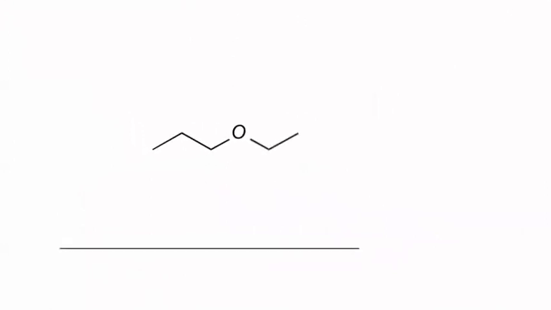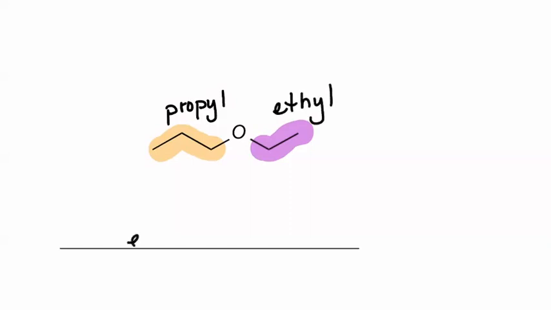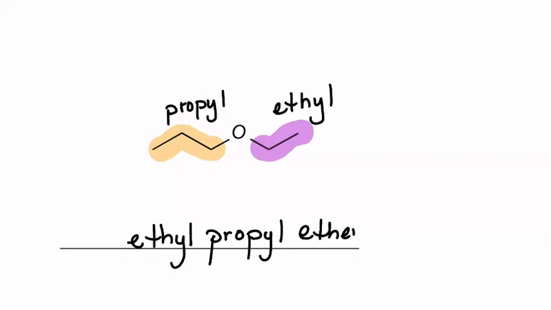Let's look at this skeletal structure for an ether. Let me use my highlighter tool. What is the name of the group that I highlighted in orange? That's a propyl group. What is the name of the group on the right side, the one that is in purple? That's ethyl. Great. So the name of this is going to be three words: ethyl, then propyl, then ether.